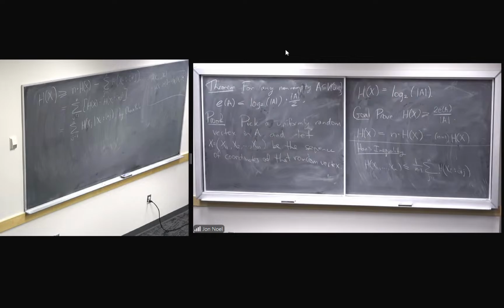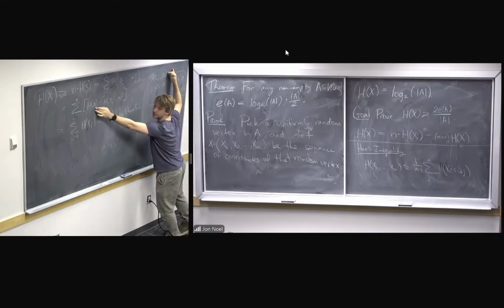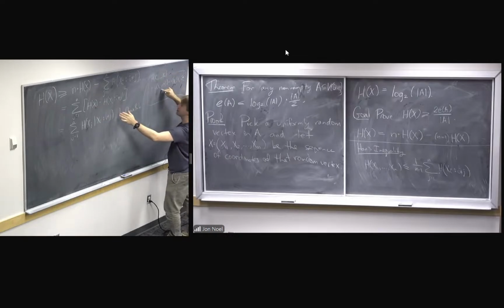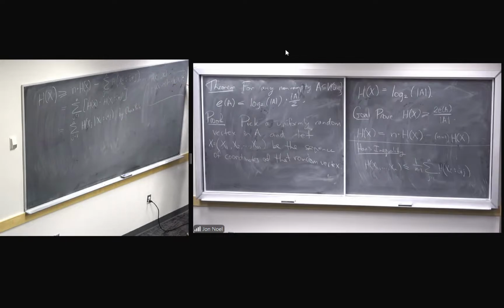Okay, so when I go from here to here, all I'm doing is solving for this. So if this minus this should equal this, right? This is what I've got here. H of x is the same as H of x1 up to xn. This is what I've got here. So this minus this should give me this conditional entropy.